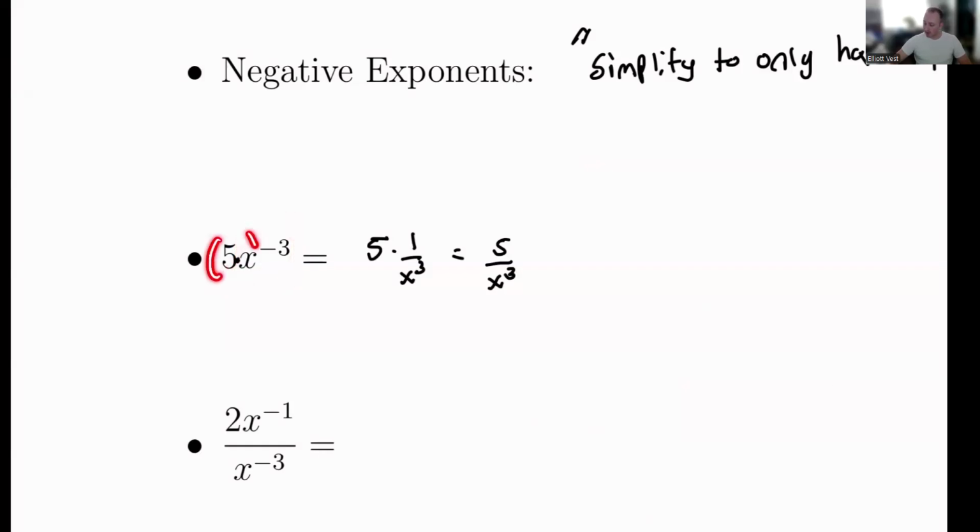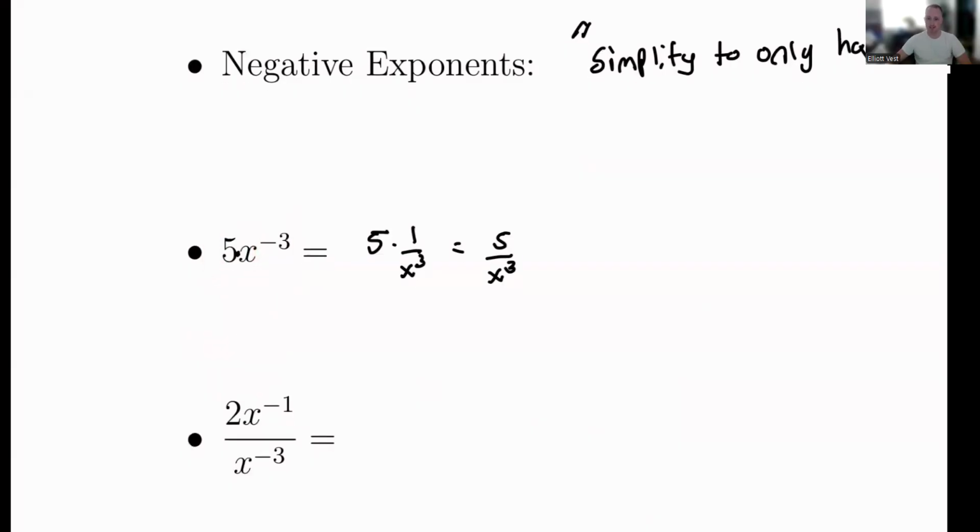If this was all in parentheses, like 5 times x to the negative 3rd power, in math land this is saying this entire thing in the parentheses is the base. So then you do what you would think you would want to do, and this would be your answer. You move that entire base down and you put it to a positive power. We don't have that case here. We just have 5 on its own land here. So this is the answer.